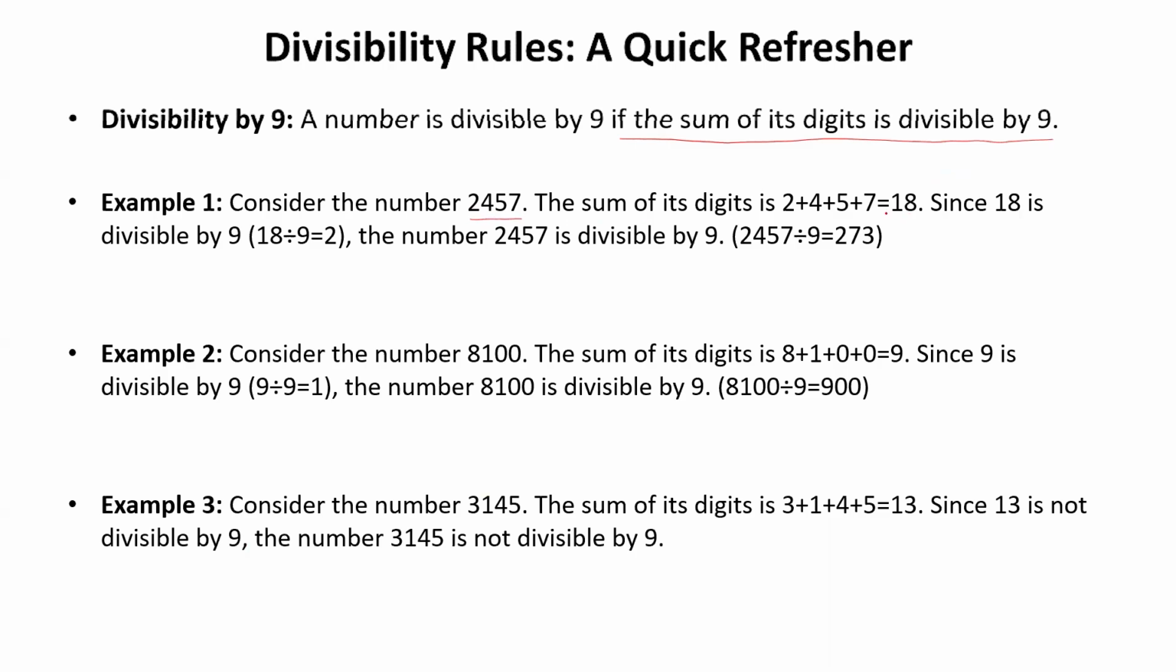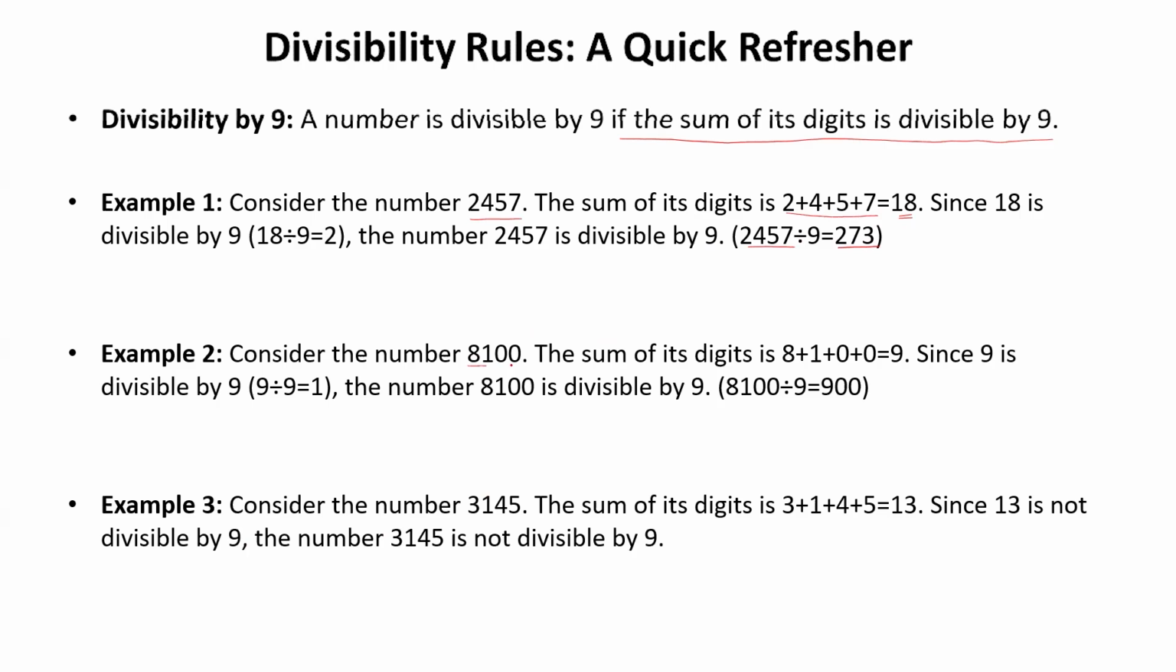18 is divisible by 9, right? 9 into 2 is 18. The number is divisible by 9. And you can check that if you divide this number, you will get 273. So what is the rule? Add the digits. And if the sum is divisible by 9, that means the number is divisible by 9.